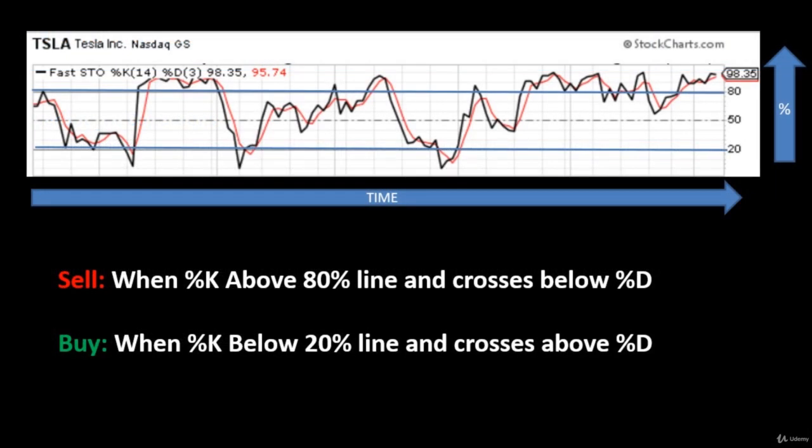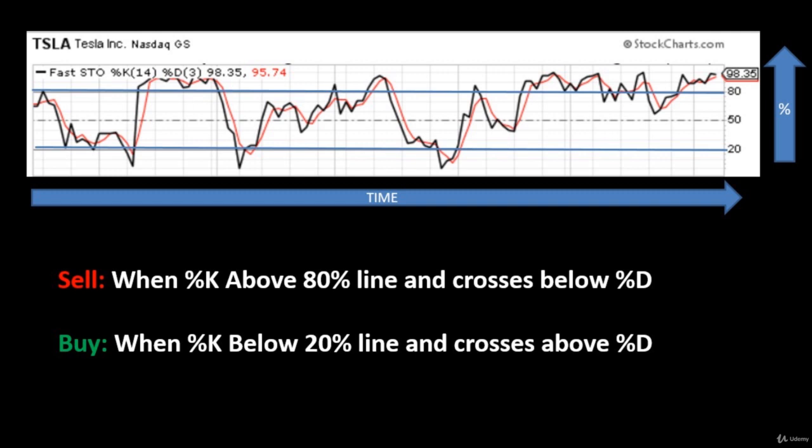So if we looked at this again graphically on here, you're selling when the percentage K is above the 80% line, showing an overbought condition, and it's crossing below the percentage D. Now let's look at that visually on the chart there. And the same thing, you're going to buy at the low part when it's below the 20% line and crosses above the percentage D. So you can see where we have highlighted real strongly the blue lines there for the 80 and the 20% on the right-hand side.